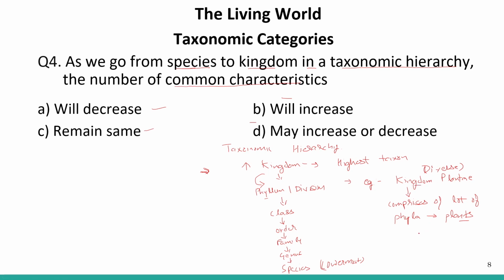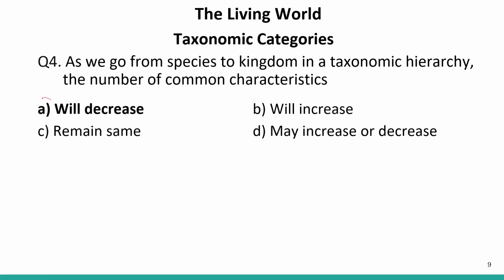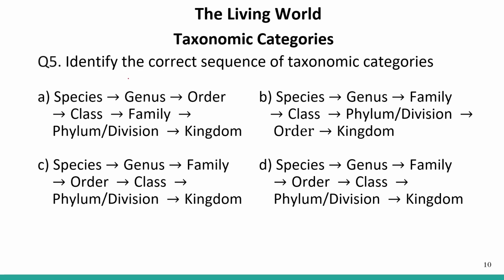So species are very specific. Here the specificity increases. So what should be the answer? As we grow from species to kingdom, what will happen? The number of common characteristics should decrease, because the kingdom is very diverse, whereas species is very specific. So as we go down, the number of common characteristics increases, but as we go up towards kingdom, the number of common characteristics will decrease.